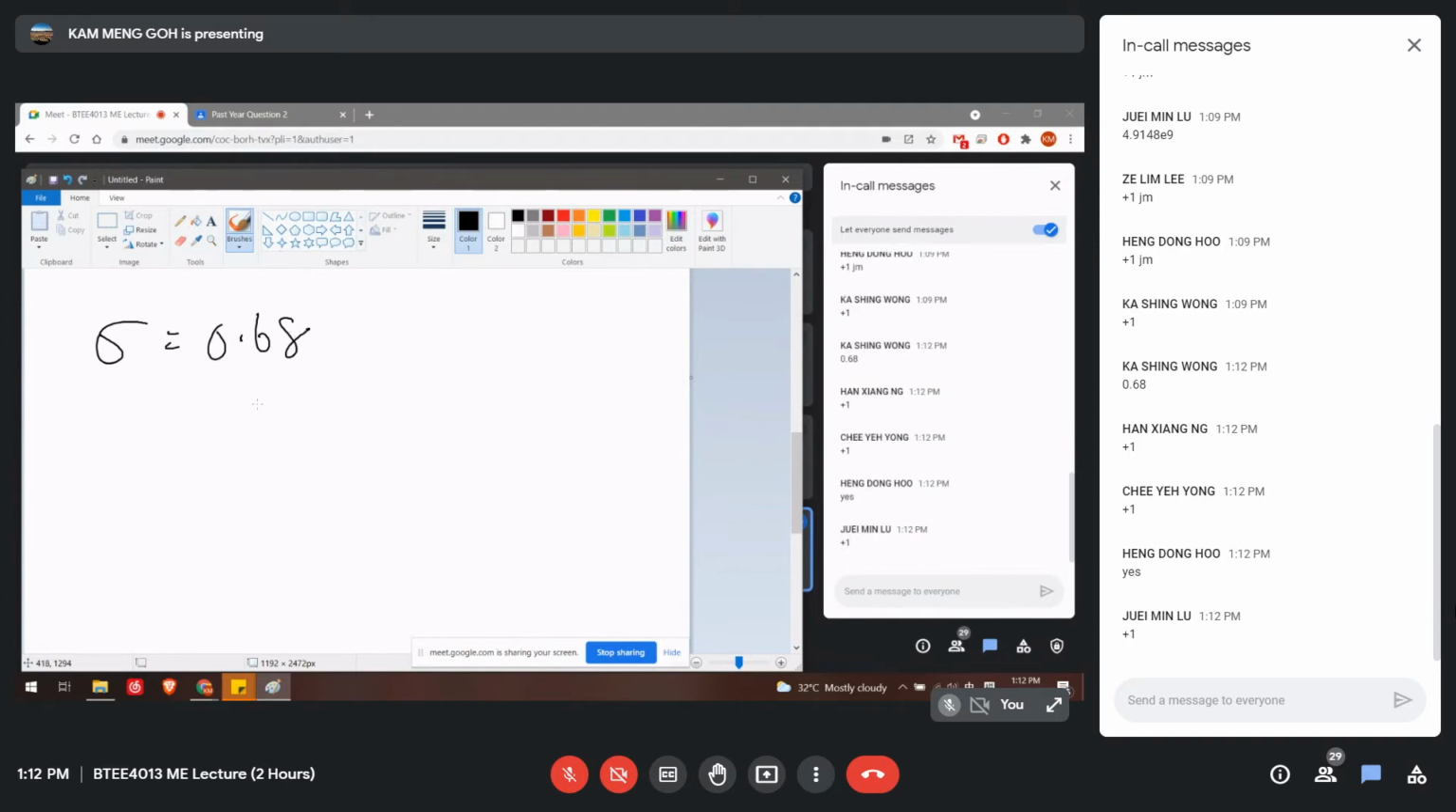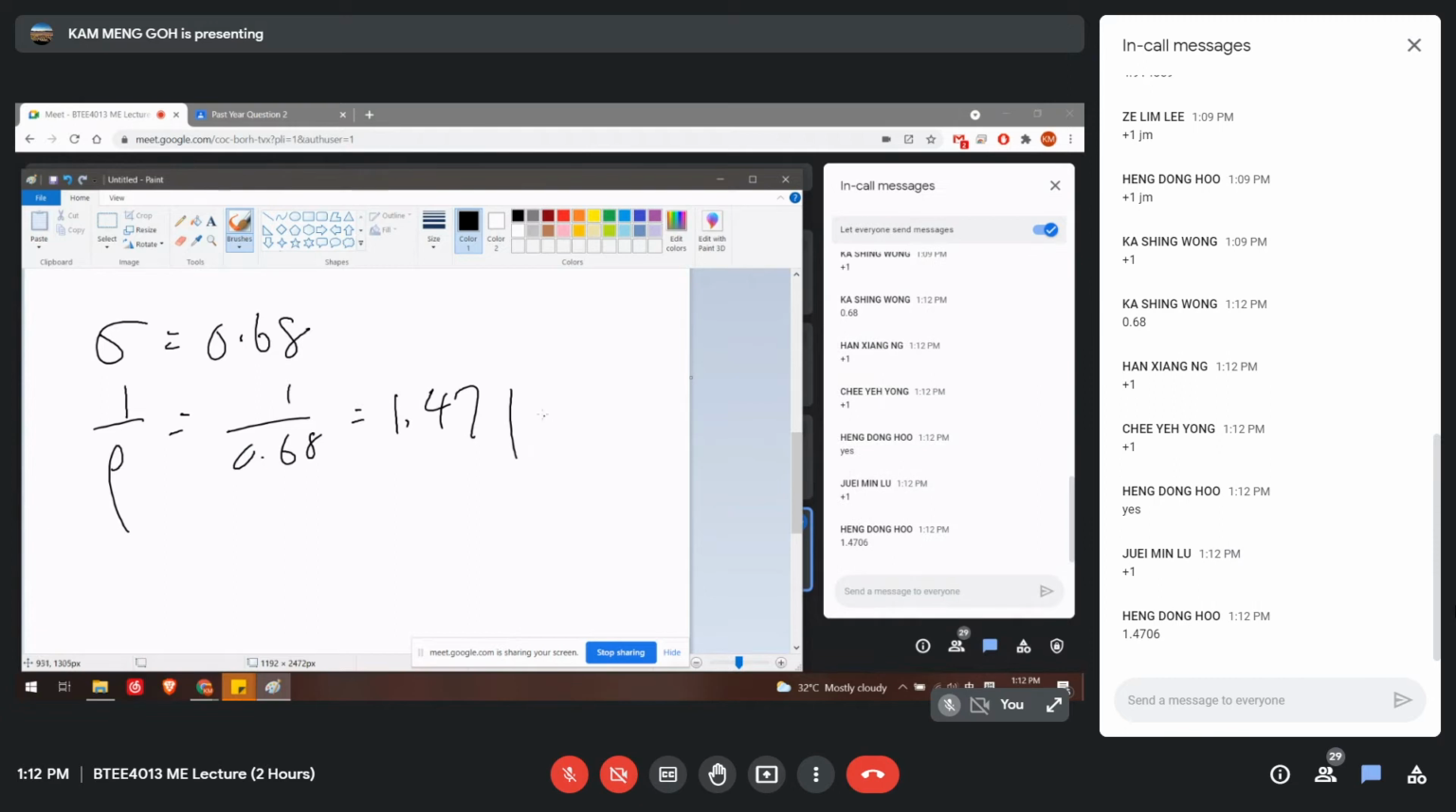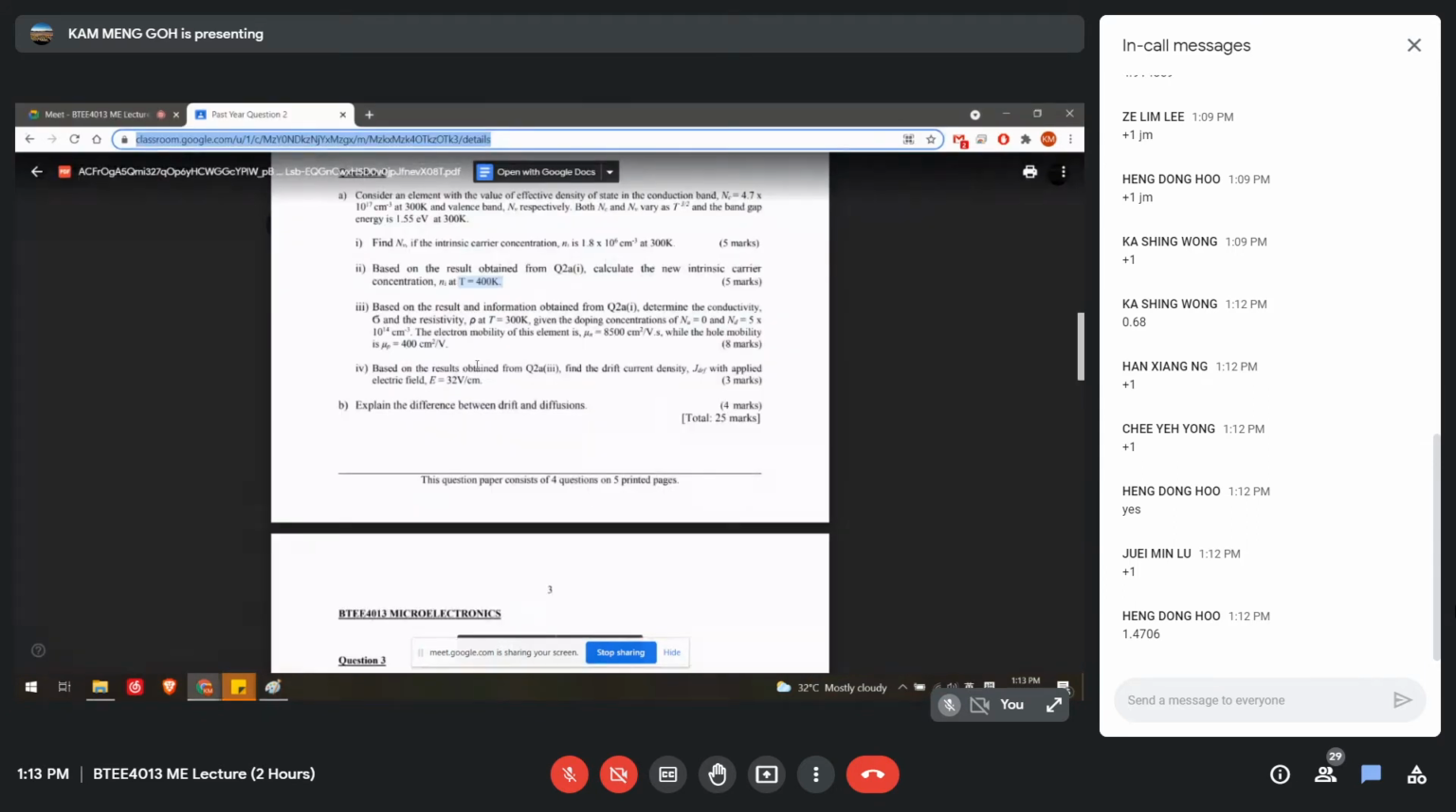Okay. Then the resistivity is 1 over sigma, 1 over 0.68. What's the answer for this? 1 divided by 0.68. 1.471 something. 1.471. Okay. Simple and easy. Then go to the next question.